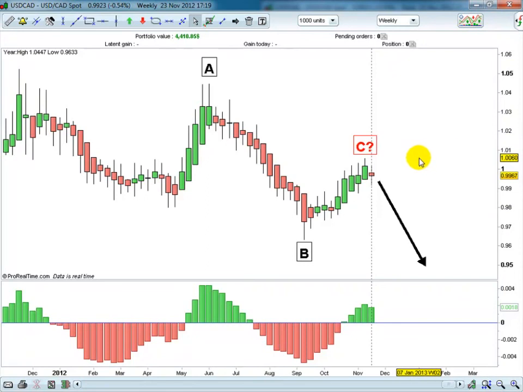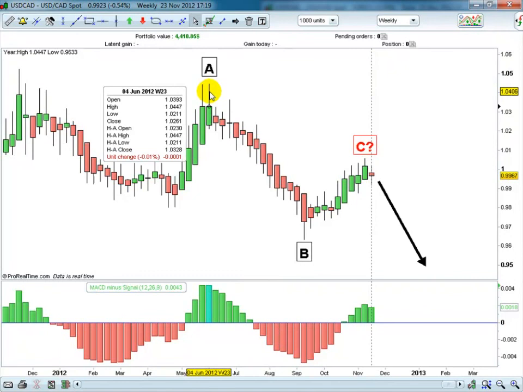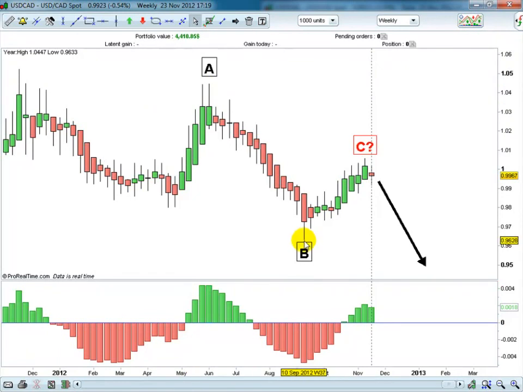So here on the weekly chart, members of our service, within the scope of the analysis, our daily market flow report that we post every day, have heard and seen me mention this sort of downtrend continuation pattern I believe that we're looking at here for USD CAD from June 4th, the high labeled swing point A, down to September 10th, a low labeled B.